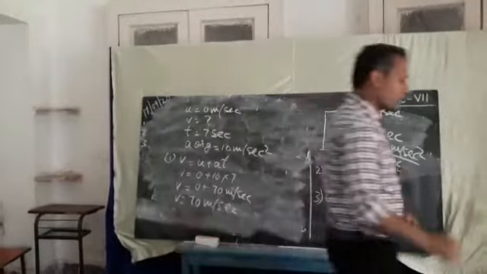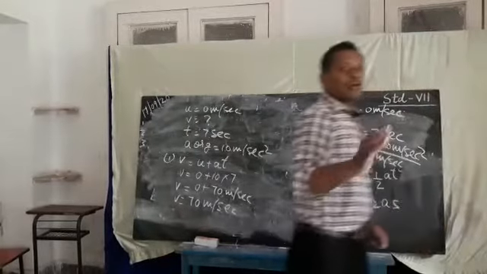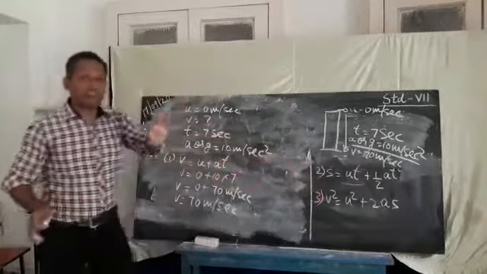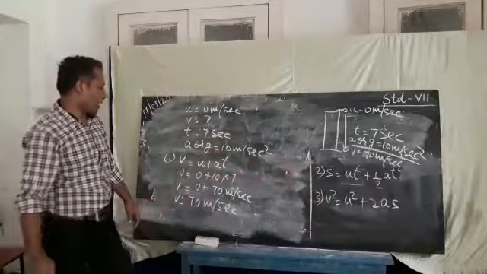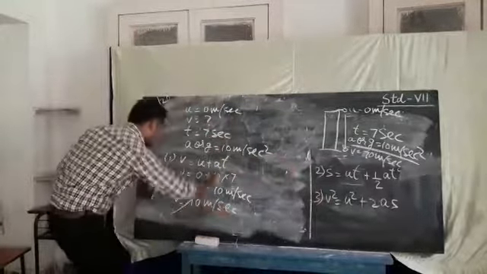Again remember, when the velocity of the body is increasing, acceleration will be plus. When you are throwing the body up, the acceleration will be minus. So part 1 is over. This is done.